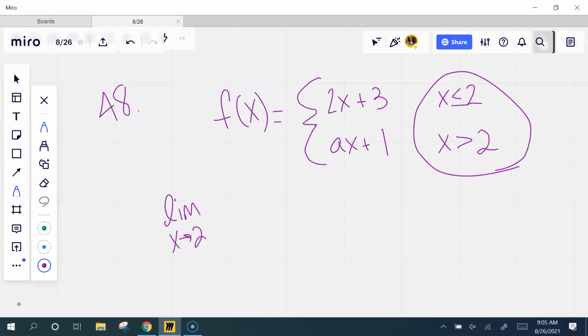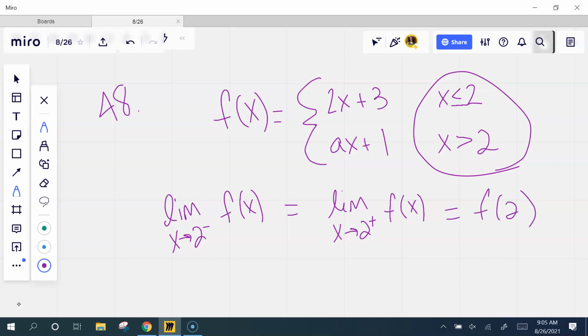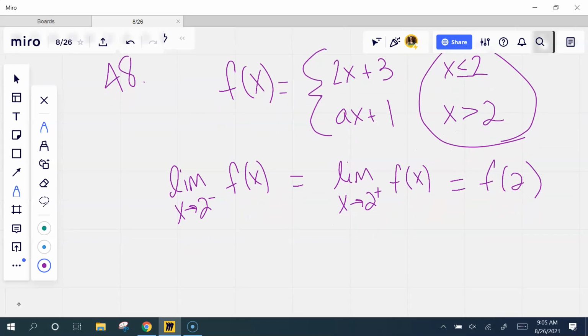You're missing a little part there. The limit from the left has to equal the limit as I approach from the right, which also has to equal f of 2. Do you agree? We can figure out f of 2 here. I concur, because it says inclusive. So here I know that f of 2 is 2 times 2 plus 3, which is 7. That's f of 2, right?